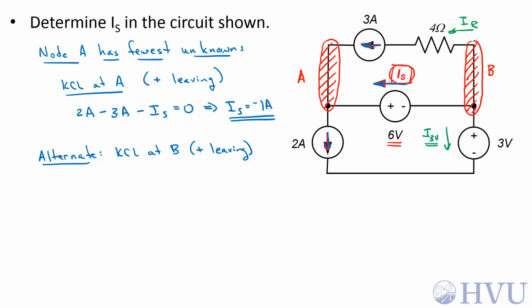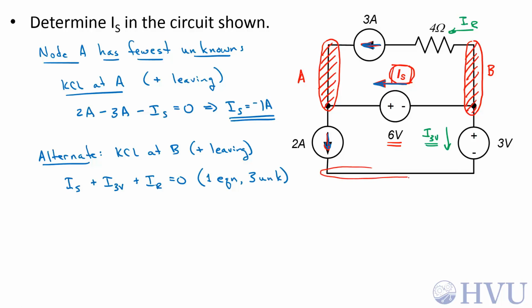So from node B, I sub s is leaving, that's a positive contribution. I3V is leaving, that's also a positive contribution. And I sub R is leaving, which is also a positive contribution. Those sum to 0. I have one equation, but there are 3 unknowns. In order to solve for I sub s, I need to write 2 more equations.